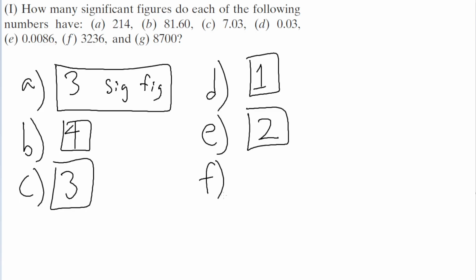Part F is fairly simple because the number we're given is, again, a similar case as part A, 3236. All of those are non-zeros, so all of them would be considered significant. So there are four significant digits there.